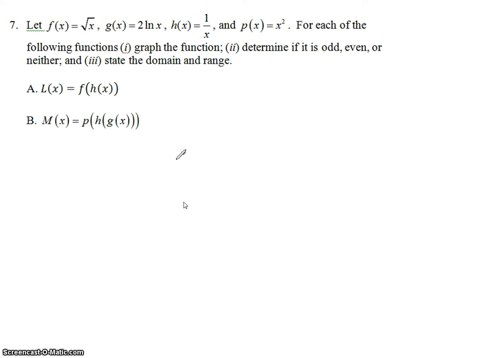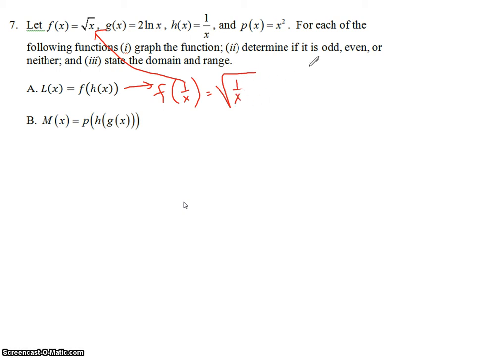Looks kind of confusing, but it really isn't that bad. So let's first deal with this one, f of h of x. So f of h of x is 1 over x, and we're going to plug this into our f function, and we're going to get the square root of 1 over x. It says graph the function.